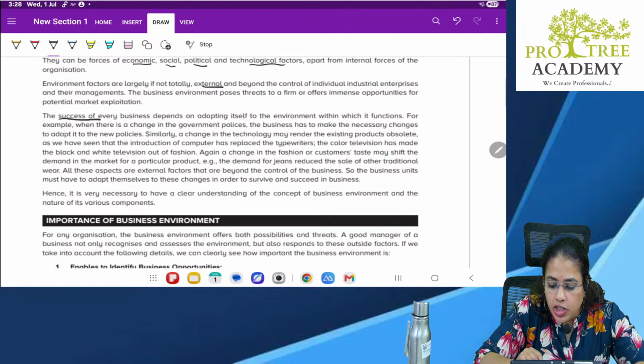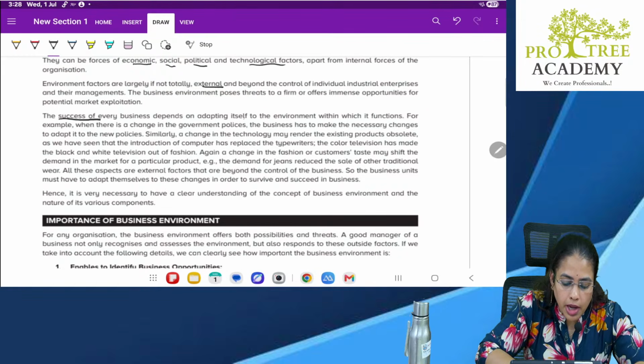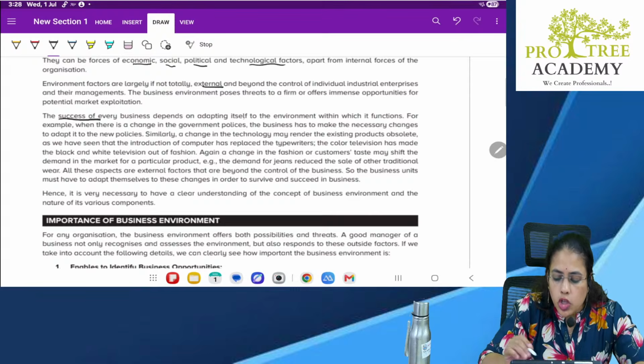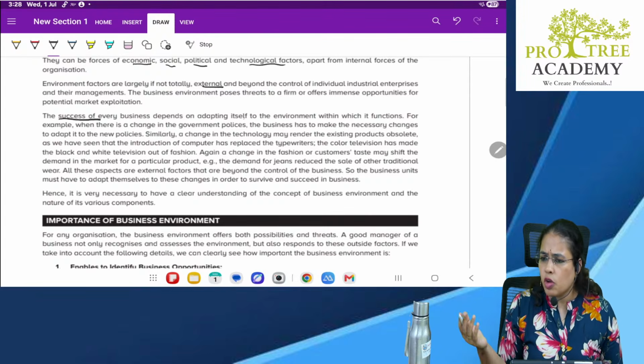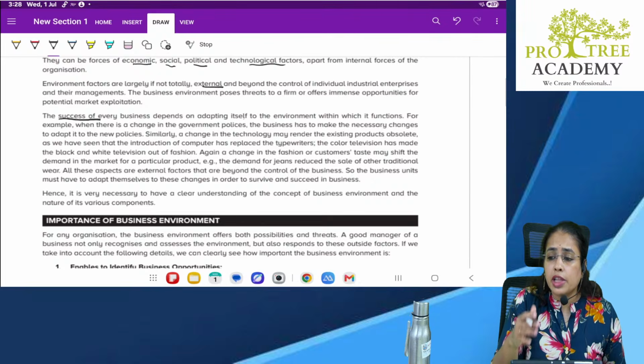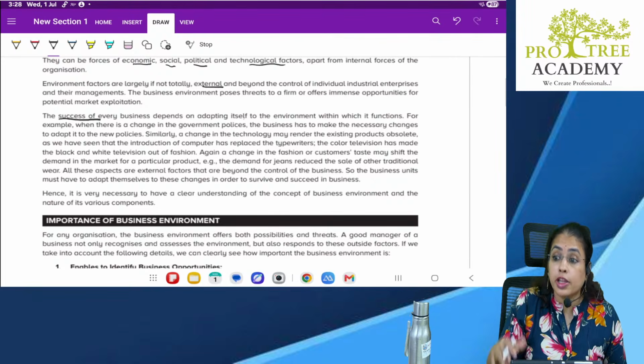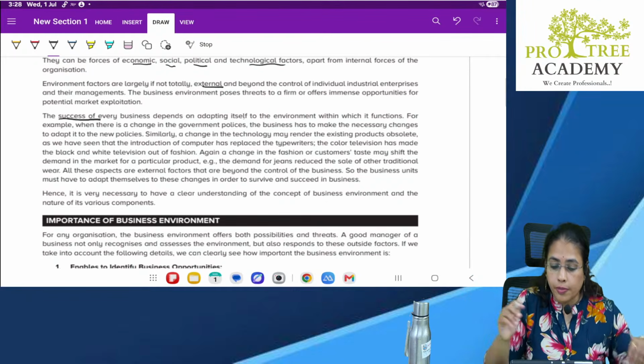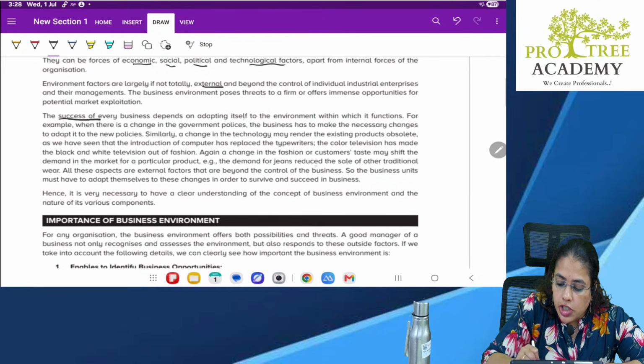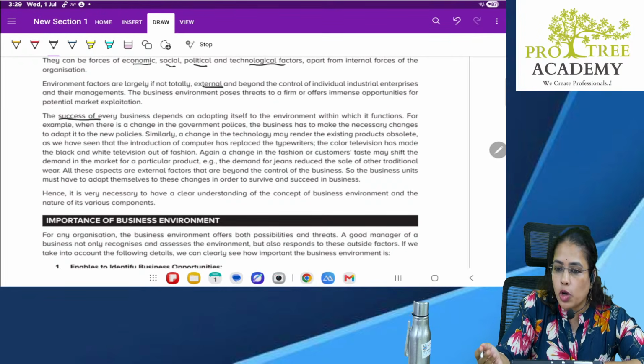Again, the change in fashion and customers' taste may shift the demand in the market for a particular product. So any fashion change, any costume change, whatever happens, as per how the people are reacting to that, your business will change. The demand for jeans reduced the sale of other traditional wear. Before jeans, what were we wearing? Salwar, then midis, all these things we were wearing. But now, after jeans came, jeans and t-shirt. Everybody is comfortable with jeans and t-shirt, right? So that is the thing.